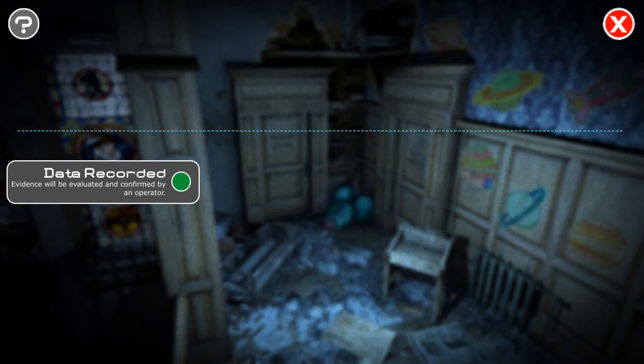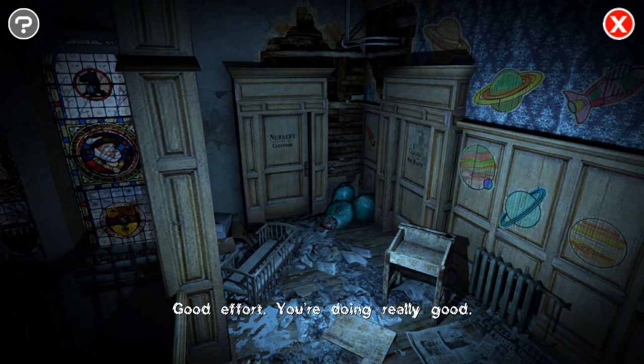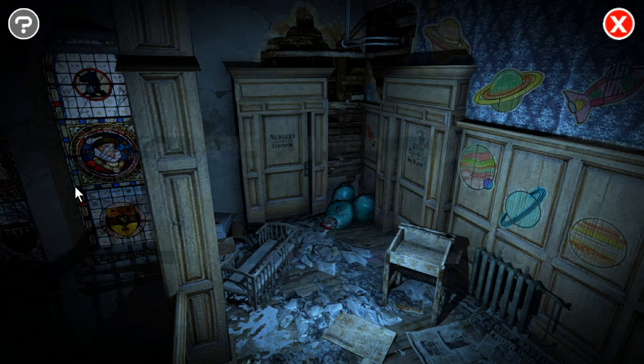Oh, that was the one that blows my ears out. Good effort. You're doing really good. I will not tolerate lies. That was a really cool minigame. Creepy as hell, hearing ghostly voices and modifying the sound in ways that makes it sound even more ghostly and weird.